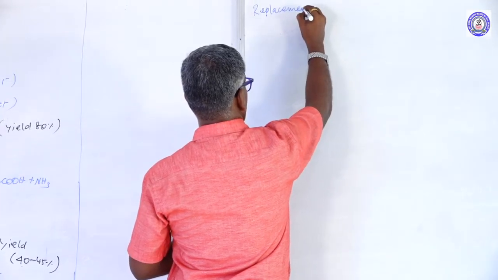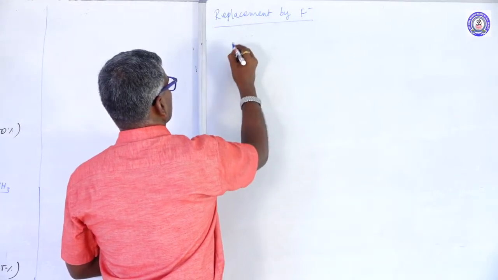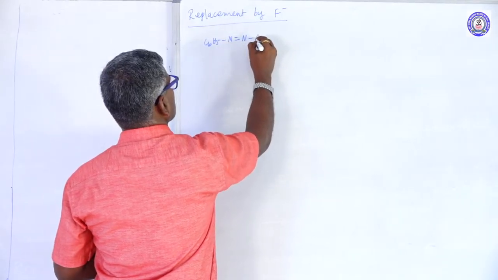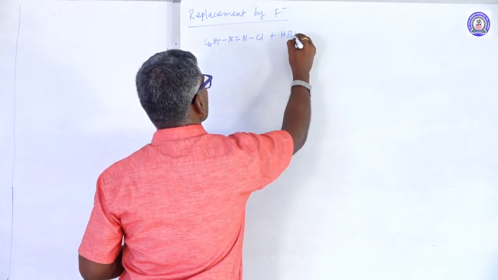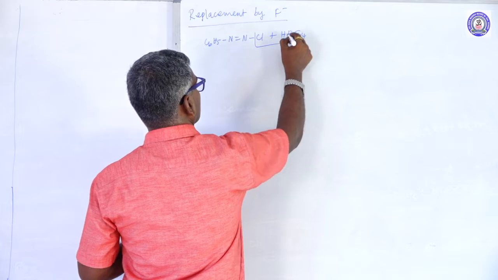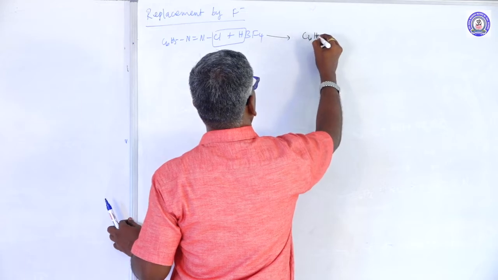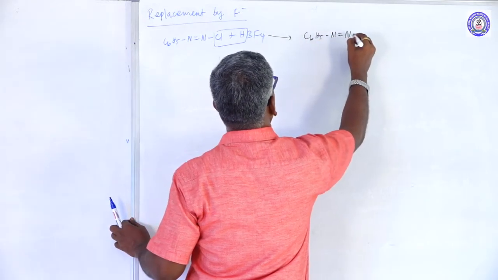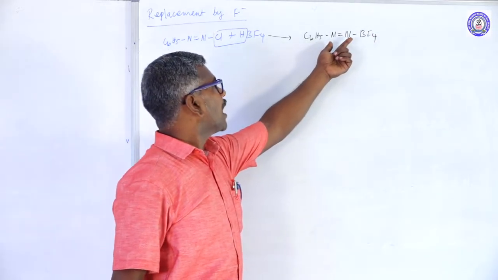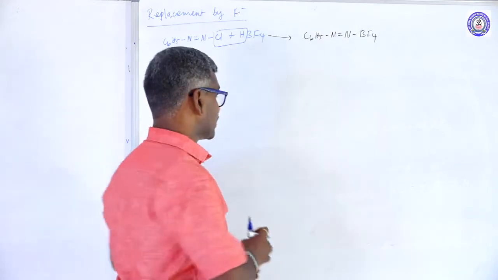Replacement by fluorine. C6H5N=NCl reacts with HBF4, which is named fluoroboric acid. Removal of HCl forms C6H5N=NBF4. This is named benzene diazonium fluoroborate, insoluble in water and stable at room temperature.